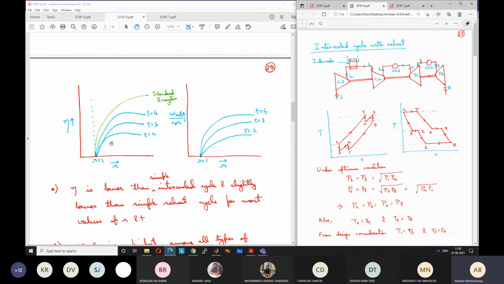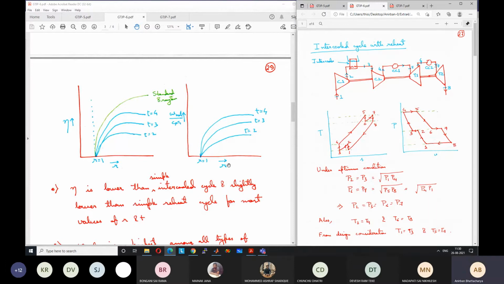So we get the lowest efficiencies basically with this combination of all the cycles that we have studied, and we have studied so many cycles. We get the lowest efficiency in this case. It is lower than the simple intercooled cycle. It is also slightly lower than the simple reheat cycle for most values, not always, but most values of R and T.